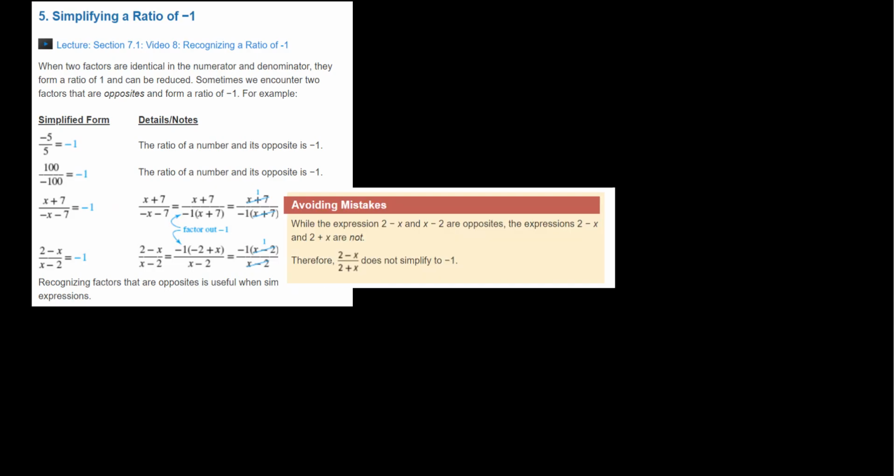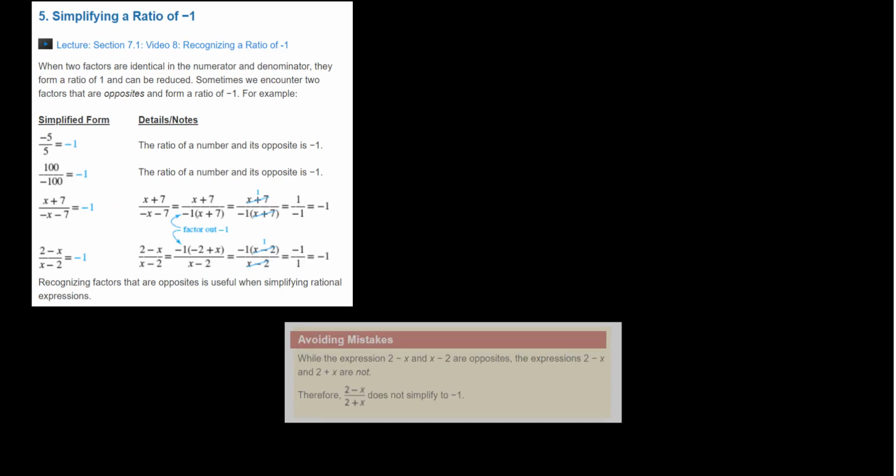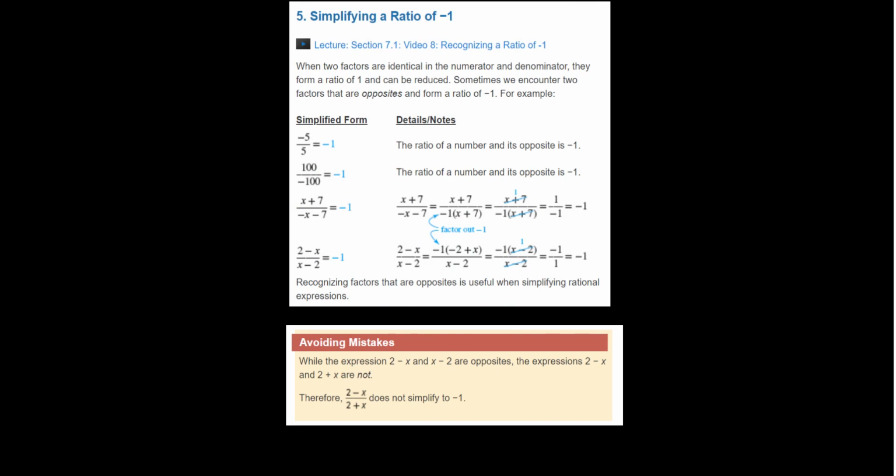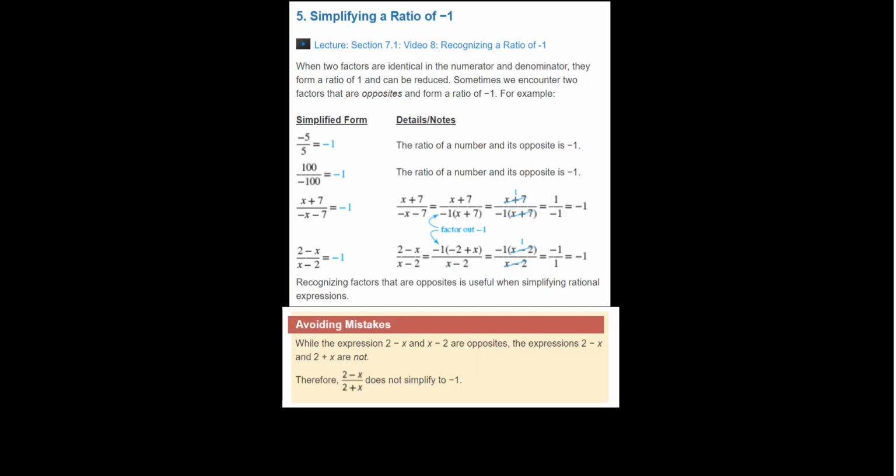I guess I can put this right down here. Okay. So, when two factors are identical in the numerator and the denominator, they form a ratio of 1 and can be reduced. Sometimes we encounter two factors that are opposites and form a ratio of -1.